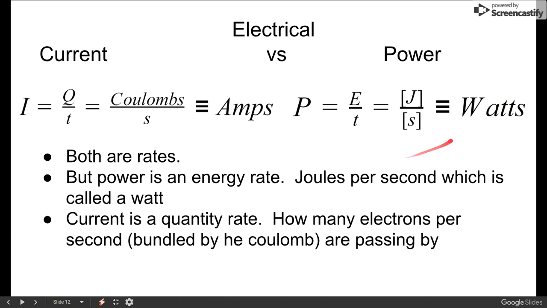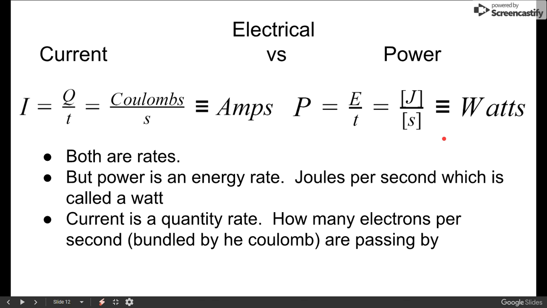We see power a lot, but we also see amps. Both of these are rate, but power is an energy rate, joules per second, which is called a watt. Current is a quantity rate, how many electrons per second are passing by. So a coulomb of electrons is like a cup of water. It's a huge bundle of molecules. When you say there's a 3 amp circuit, you're saying 3 cups of electrons per second are coming down the circuit, but you know nothing of those electrons.